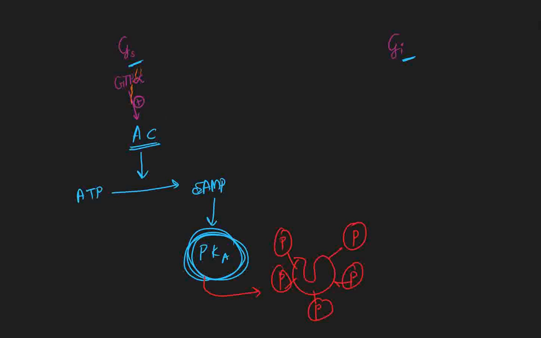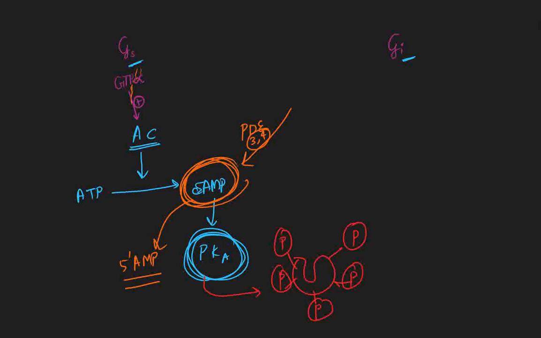So what will happen to cyclic AMP? Our phosphodiesterase enzyme, well, subunit 3 and 4, comes in and breaks down cyclic AMP to 5' AMP so that this is not active anymore. This ultimately leads to stoppage of the activity of your receptors.